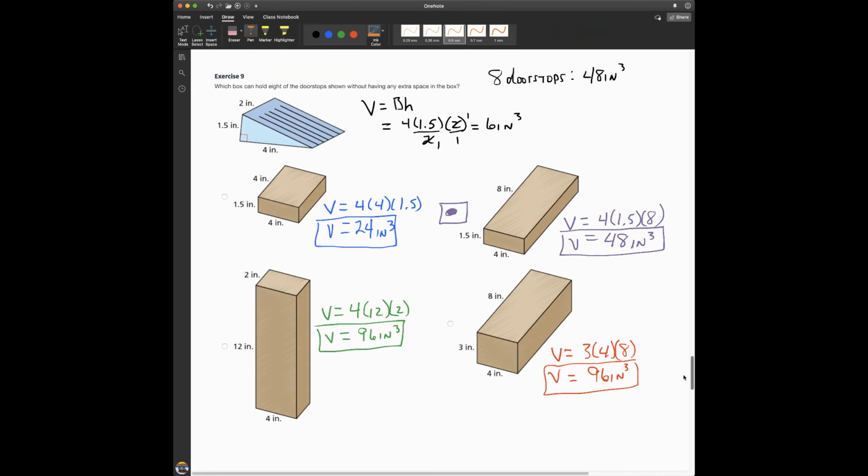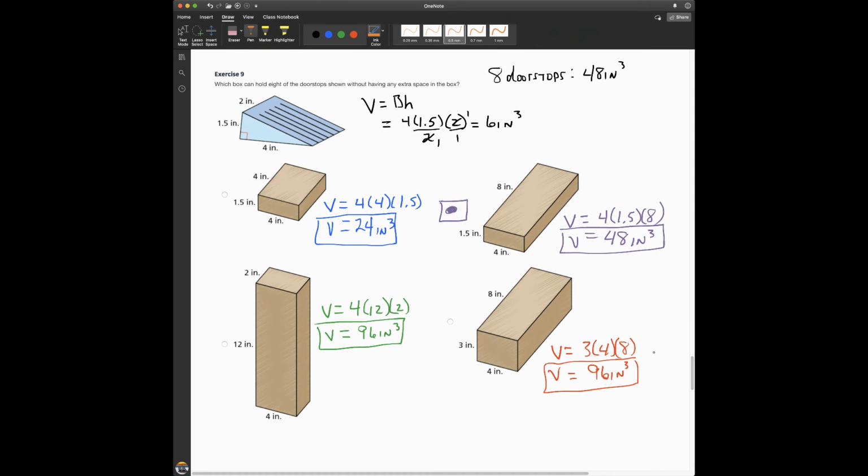All right, number 9. Which box can hold 8 of the door stops? Well, I need to find the volume of all the boxes. So I did. And I need to find the volume of 8 of these door stops. So I found the volume for one of them and multiplied that by 8. So 8 door stops takes up 48 cubic inches. So this box here would be the one that I would need. And that would not leave me any extra space.